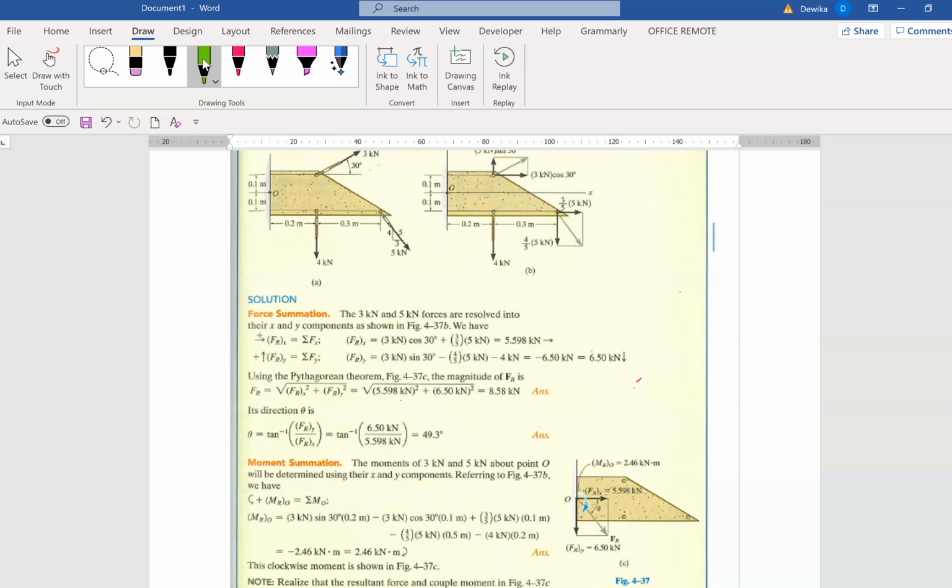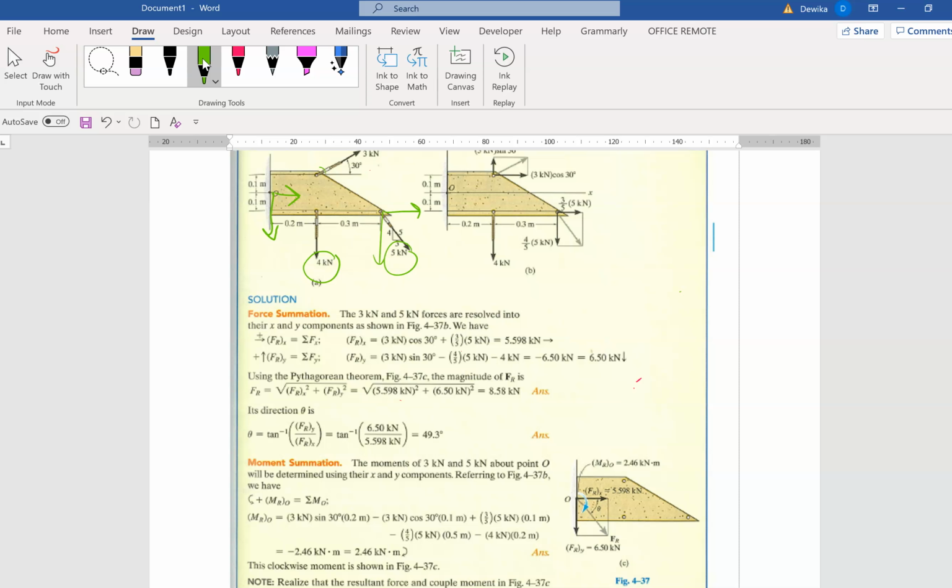Now let's look at moment. Because you shifted your forces Fry and Frx to point O, you have actually generated moment. So which are the forces that will generate moment? Almost all in this case, isn't it? Because this is perpendicular. This one you can make perpendicular and parallel.